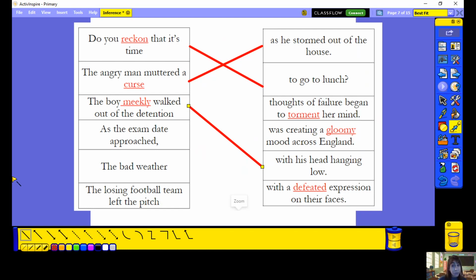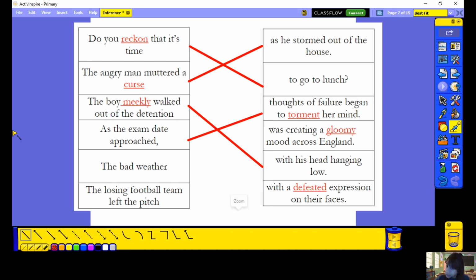As the exam date approached, thoughts of failure began to torment her mind. So approach means to come closer. So as the exam date came closer, she's worried, this person, that she's going to fail. So it's really making her suffer.